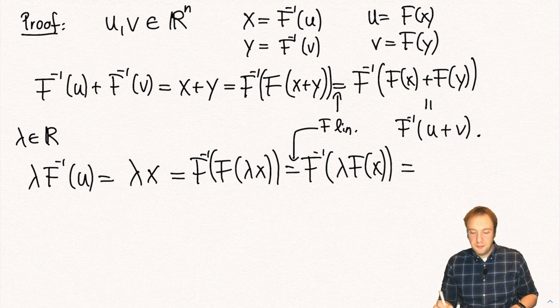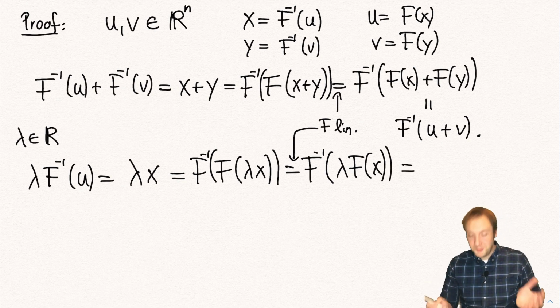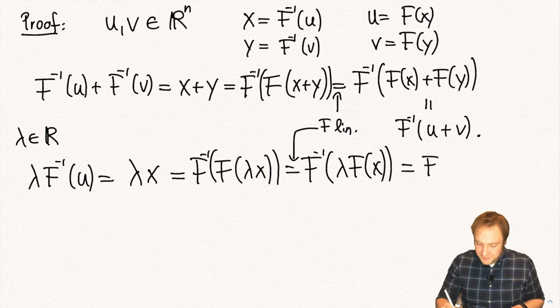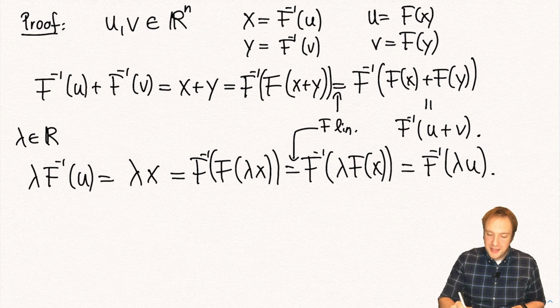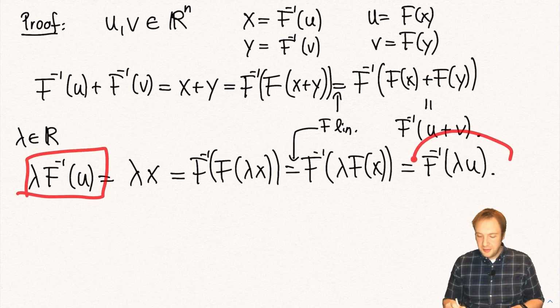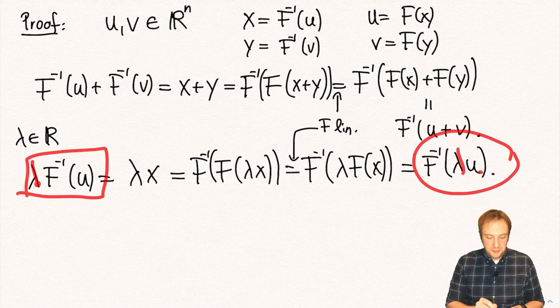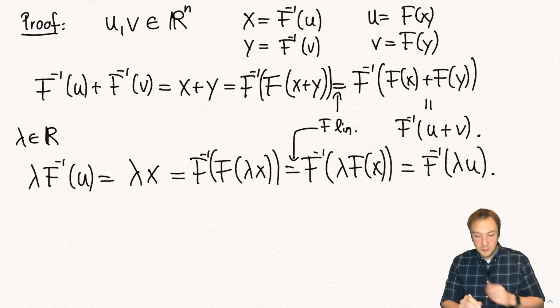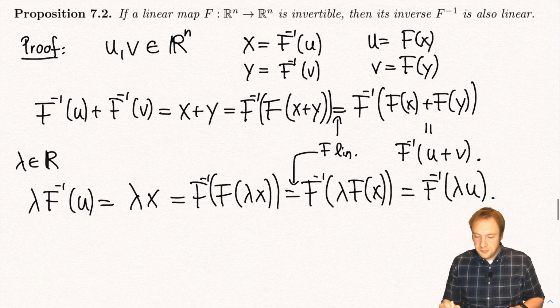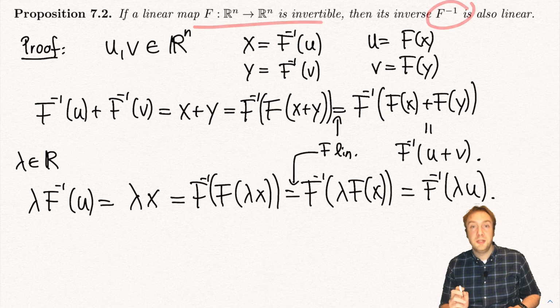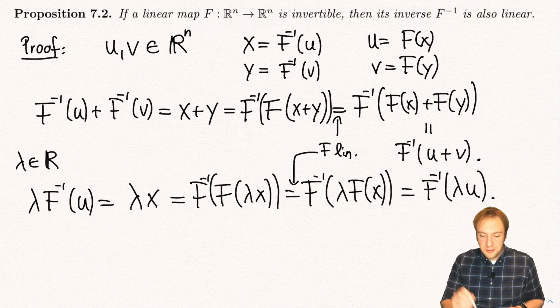And f of x is f of u, since f of x equals u. So this is just f inverse of lambda times u. And this is the second condition, that f inverse of lambda u equals lambda times f inverse of u. So therefore, the inverse of an invertible linear map is also linear.